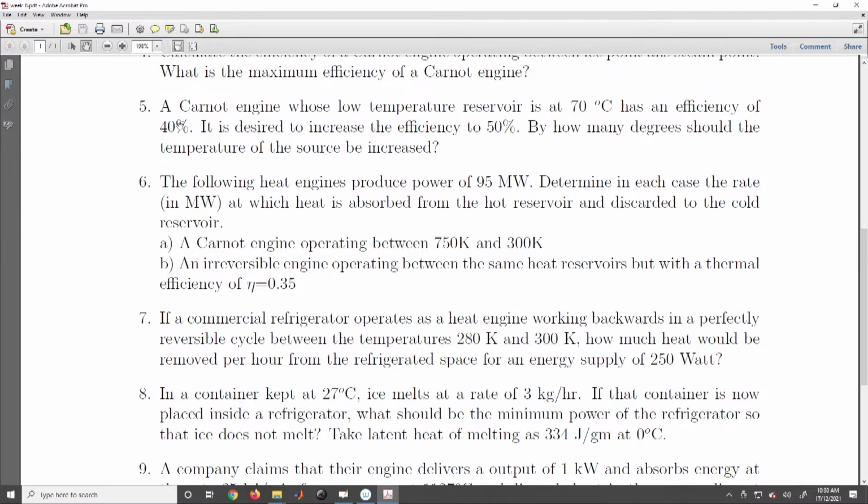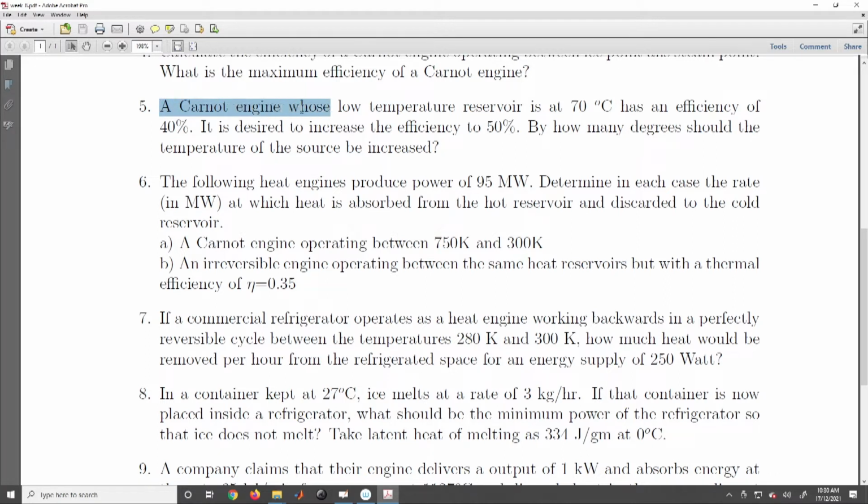Now, in the last class, we talked about the Carnot engine. We solved several problems on the Carnot engine, and there are two more problems that we wanted to do in the last class, but could not finish. So, let us quickly start with those and then we will continue. Let us start with problems number 5 and 6 for today's lecture.